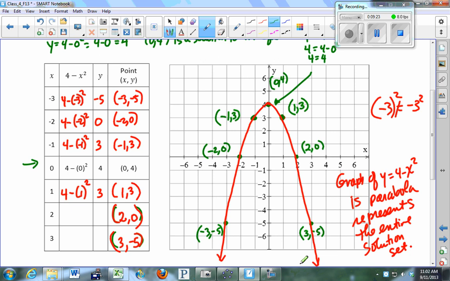The y-intercept, right? That's called the y-intercept. So what do you think these 2 points down here are called? X-intercepts, right? Okay.